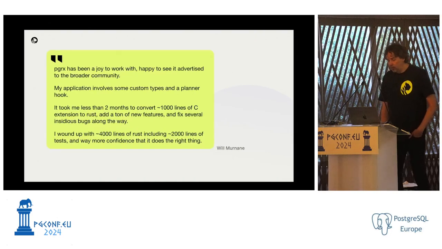This guy, Will Murnay, I don't really know much about him, but he reached out and said PGRX has been a joy to work with. He had some custom types and a planner hook, so that's deep within the C internals. It took him less than 2 months to convert 1,000 lines of C to Rust. He added a ton of new features and ended up with 4,000 lines of Rust. But 2,000 lines of that were tests, and he didn't have tests previously at all in his C version. Not that he couldn't have, it just made it easy to do it in Rust. So he added a whole bunch of features, doubled his code base, and had 2,000 lines of tests on top of that.